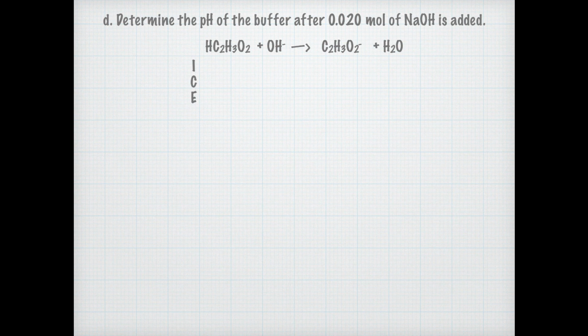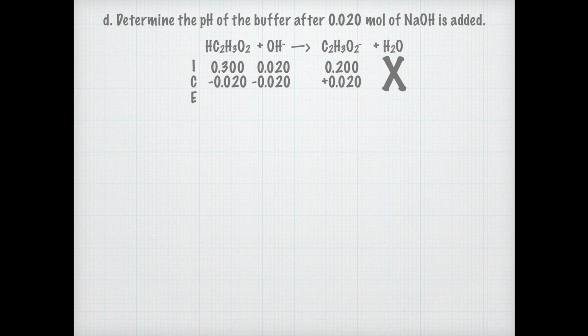So I'm going to ICE this. I know my initial concentration of my acetic acid. I know my initial concentration of my sodium hydroxide. I know my initial concentration of my acetate ion, and I ignore water. So the change now is going to be minus 0.020, and I'm going to add 0.020 on my product side. So at the end, my concentrations are 0.280 of my acetic acid, I have no strong base, and I have 0.200 molar of my acetate ion.